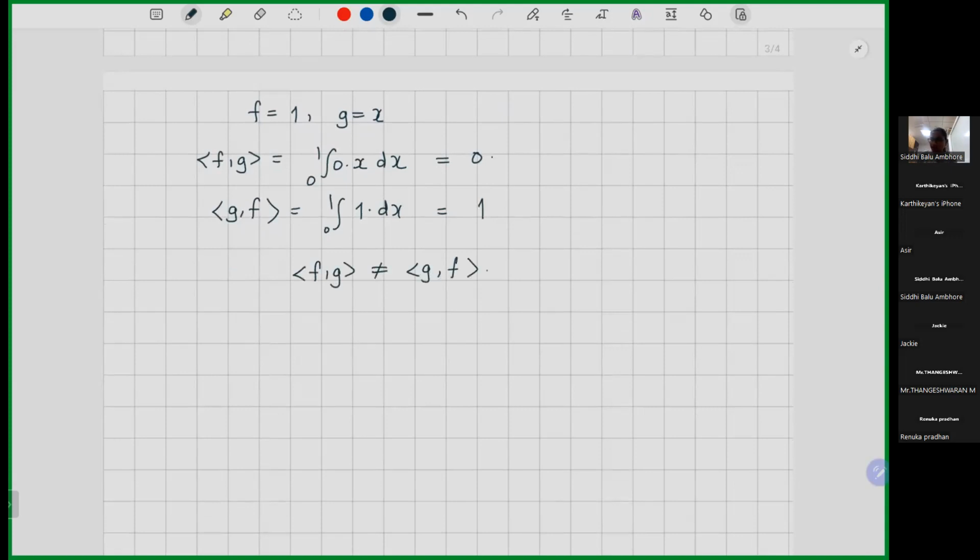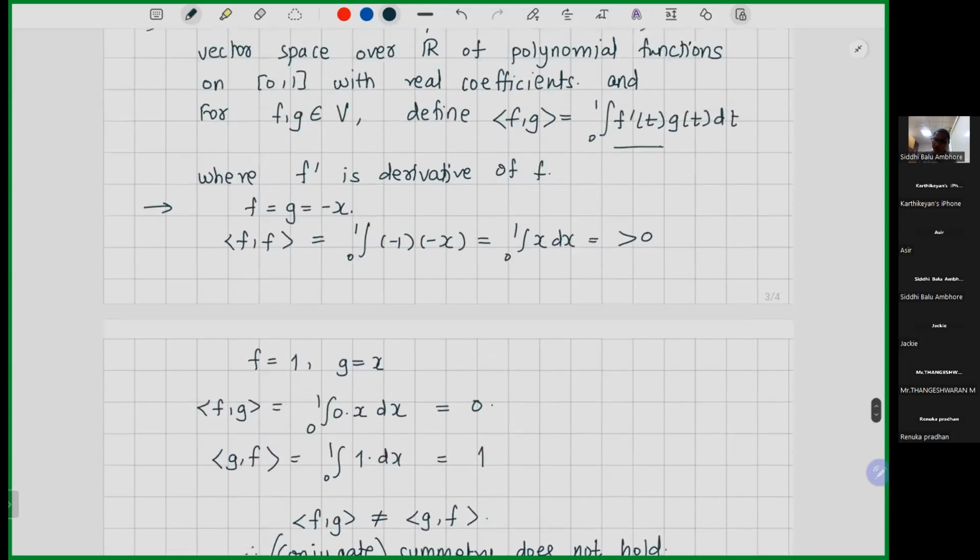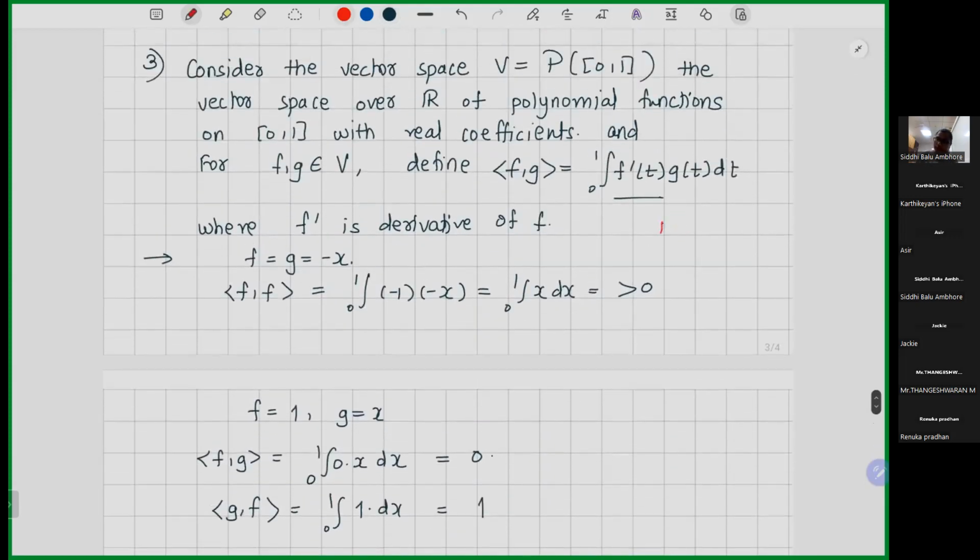Therefore symmetry does not hold, or conjugate symmetry, since we are in reals anyway. This is not needed, but still, let me write that conjugate symmetry does not hold. So that's why this is not an inner product space. Okay. Any doubts?